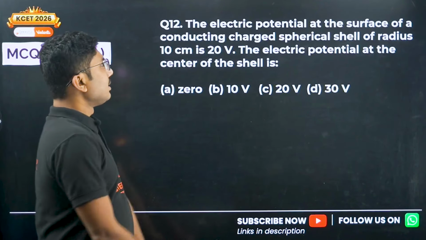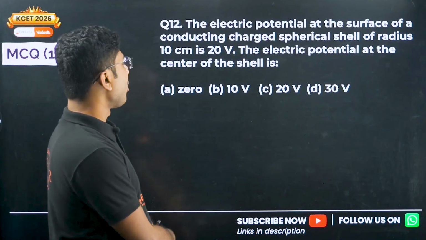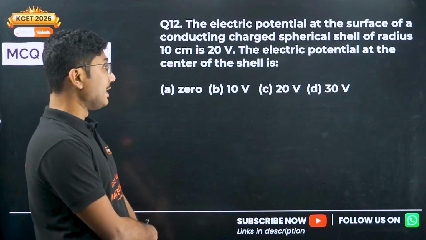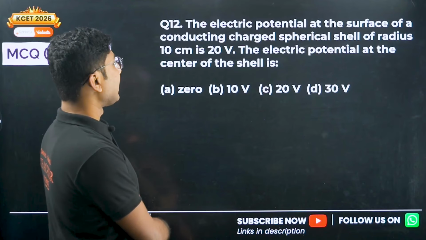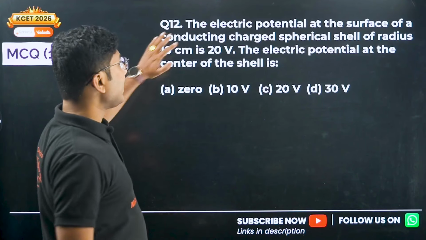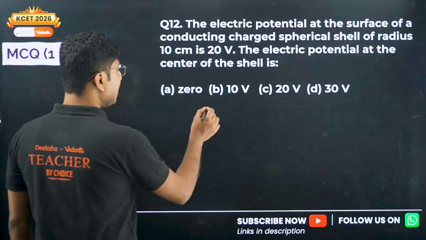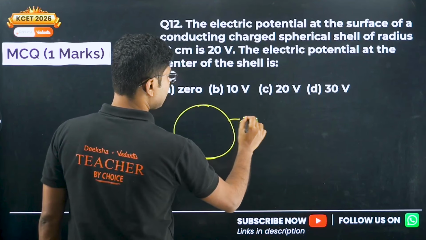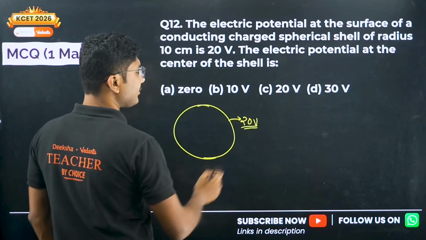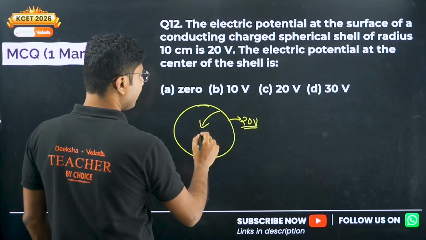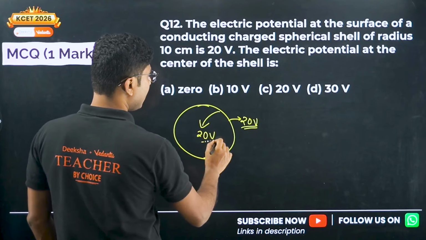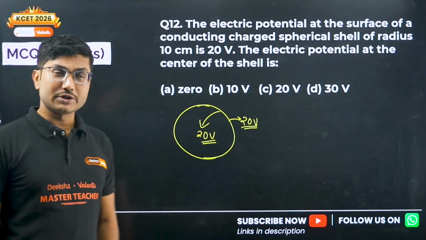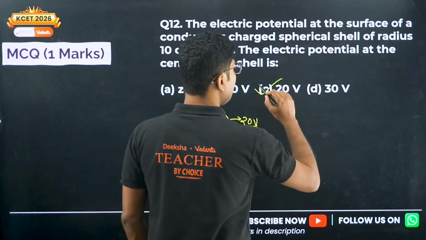Next question. The electric potential at the surface of a conducting charged spherical shell of radius 10 centimeter is 20 volt. The electric potential at the center of the shell is? The electric potential on the surface is 20 volt. If the potential at the surface is 20 volt, then inside the shell it will also be 20 volt. It will be constant. Potential is constant inside a conductor. Electric field is 0, but potential is constant. So the answer will be 20 volt.